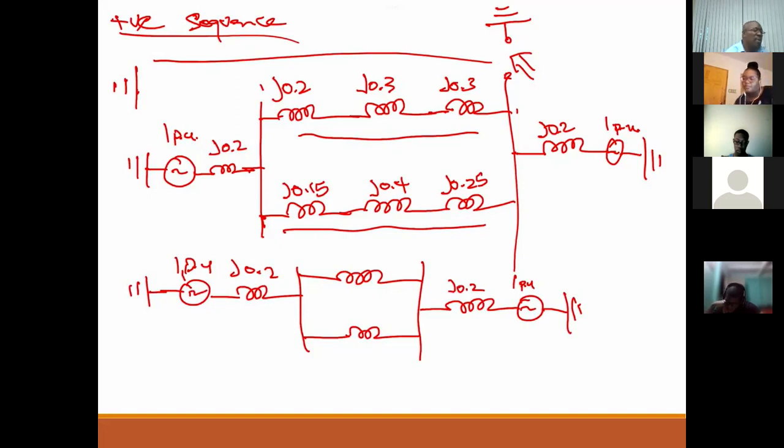And then at the top, we have 0.2 plus 0.3 plus 0.3 to give us 0.8. And below we have 0.15 plus 0.25 plus 0.4. And that also gives us 0.8. So we simplify this even further.